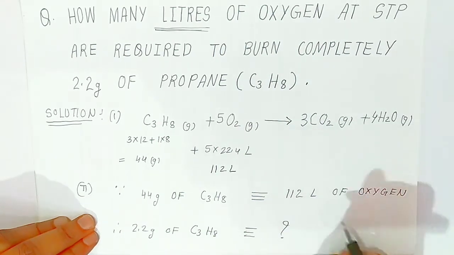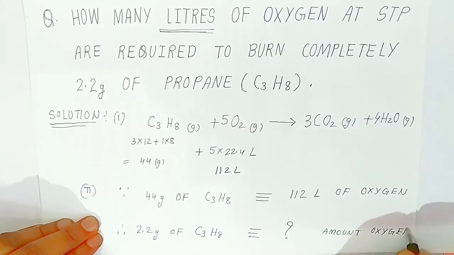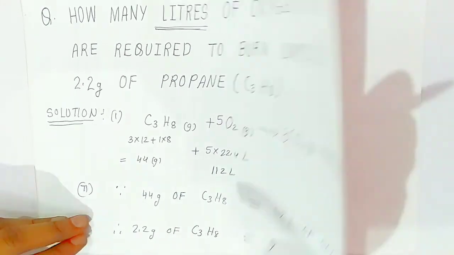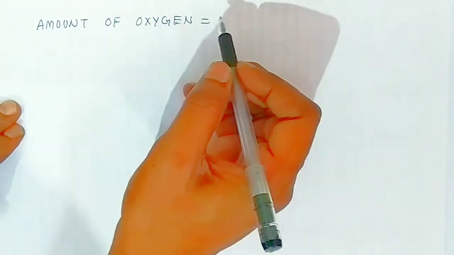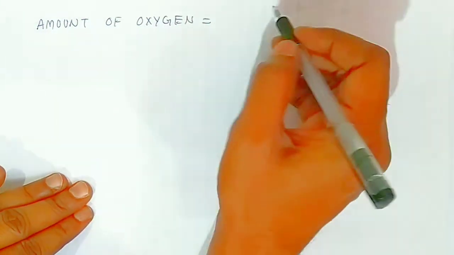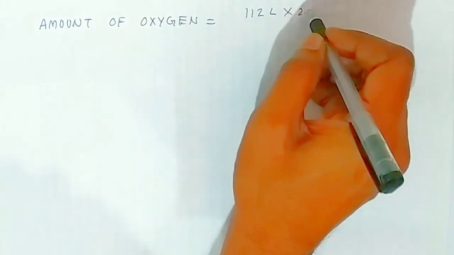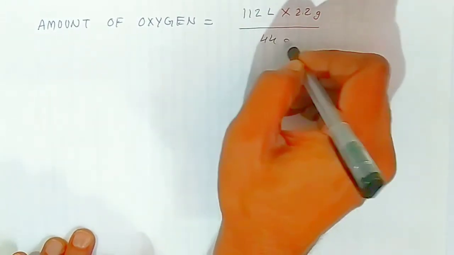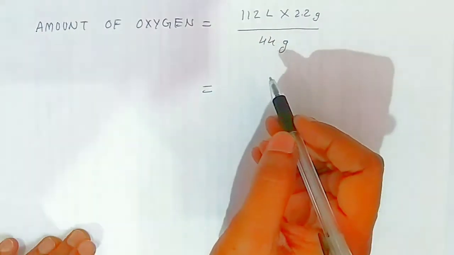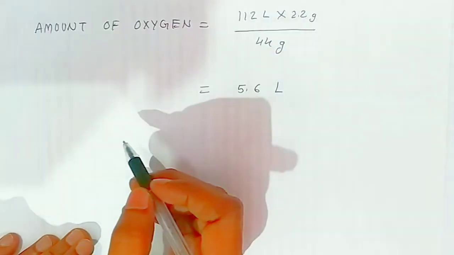How much amount of oxygen is required, students? If you want to find out the amount of oxygen, you have to do the cross multiplication. Amount of oxygen is equal to 112 liter multiplied by 2.2 gram divided by 44 gram. If you do the multiplication, students, it will come to 5.6 liter. So this is the answer, students.